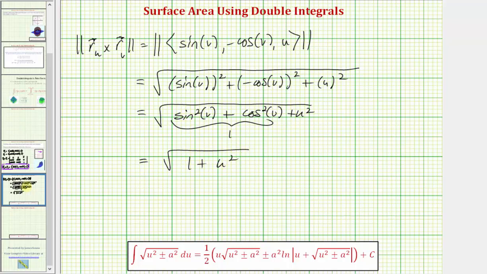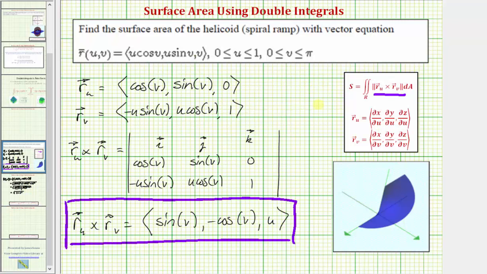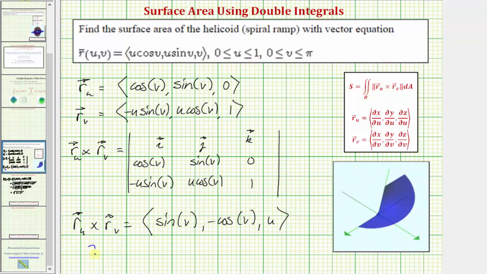So going back to our first slide again, we now have all the information we need in order to set up this double integral to find the surface area of the helicoid. The surface area, S, is equal to the double integral of, again, the magnitude of the cross product, which is equal to the square root of 1 plus u squared. Now for differential A, let's use du dv. For the limits of integration, for u we integrate from 0 to 1, and for v we integrate from 0 to pi. Now let's go ahead and evaluate this on the next slide.